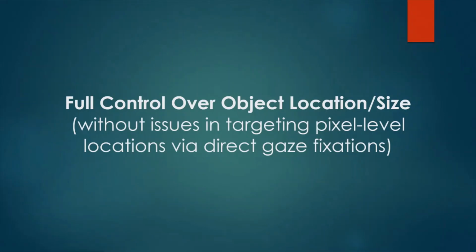So the benefit of this approach is that you have full control over an object's location and size without having to fixate directly on specific pixels within the canvas. That, of course, is always going to be a challenge because of the inherent limitations around the accuracy of eye tracking at the moment, whereas by using external controls, you have full control over the positioning and size of objects.